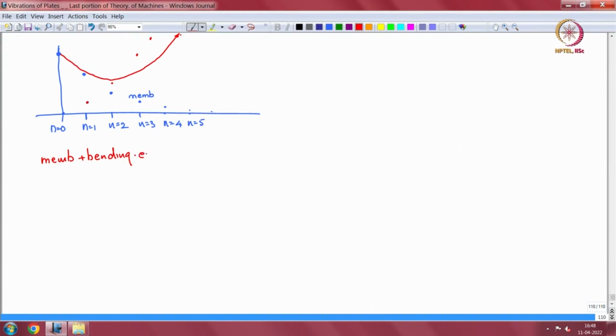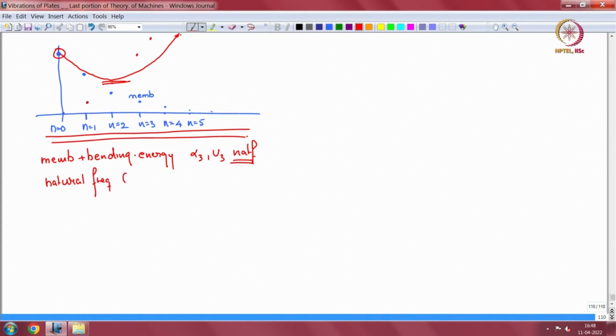Okay, energies: if you just add the energies, you will see that it starts off high, takes a dip, has a minimum somewhere and starts to go up. So the alpha 3 or U3 set of natural frequencies have this phenomenon, have this shape for their natural frequency curves, because there is significant coupling between membrane energy and bending energy. Okay. So if you take the example, you will see this behavior.